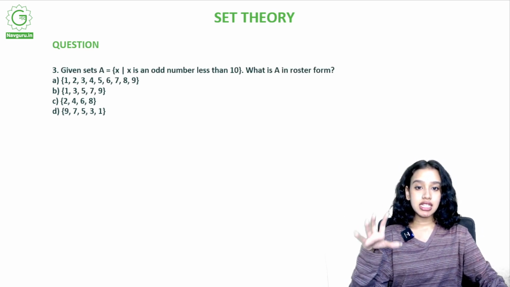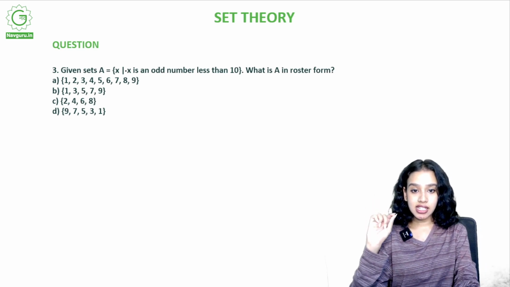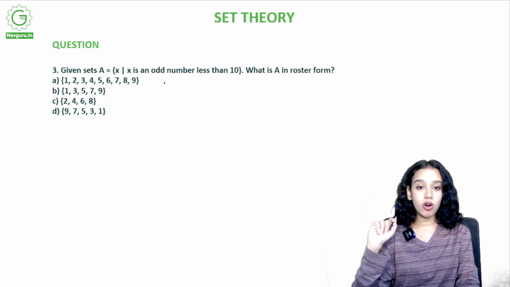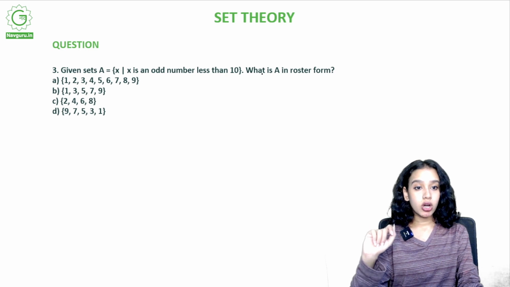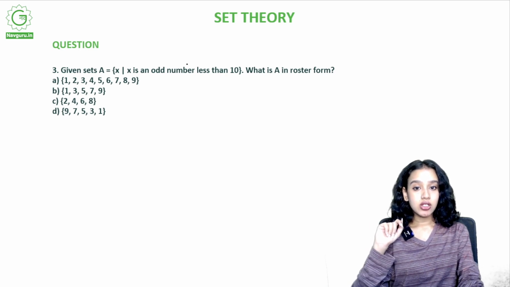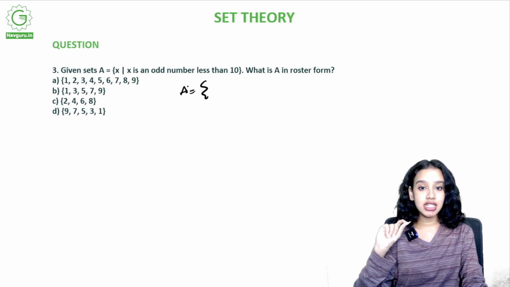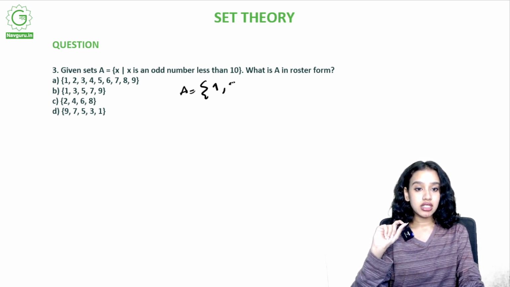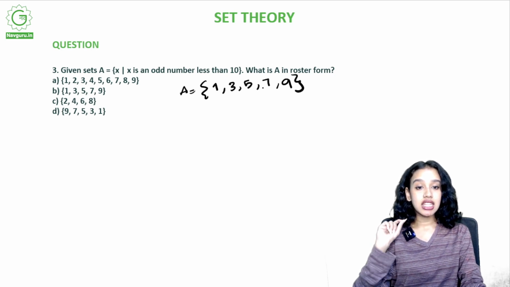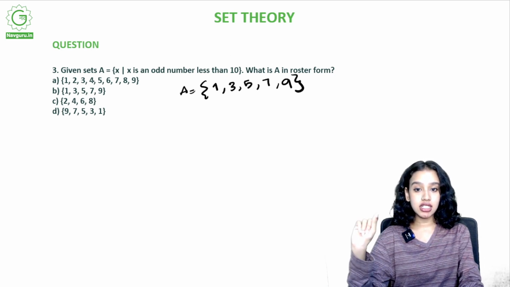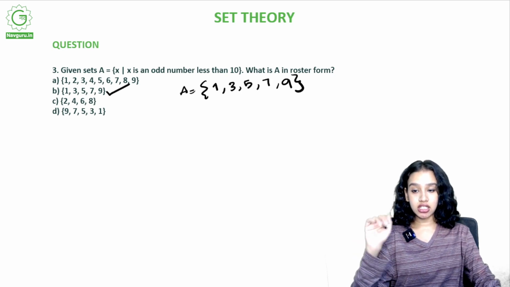Now given sets A is equal to {x such that x is an odd number less than 10}. What is A in roster form? So A is equal to {x such that x is an odd number less than 10}. We have 1, 3, 5, 7 and 9. These are the odd numbers which are less than 10 and the answer is right here.